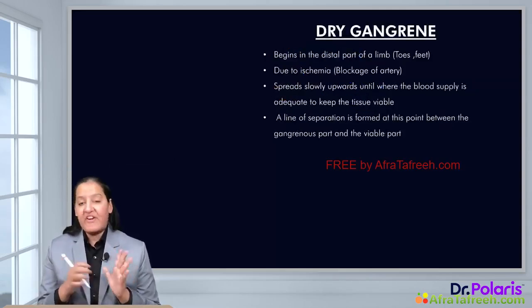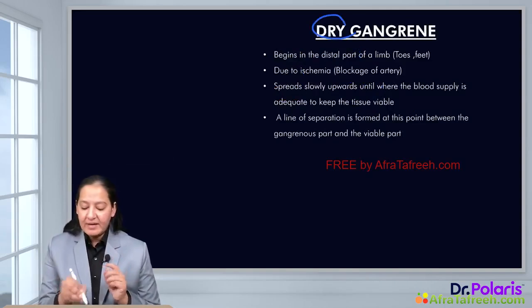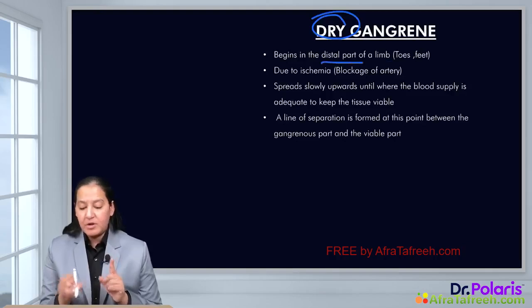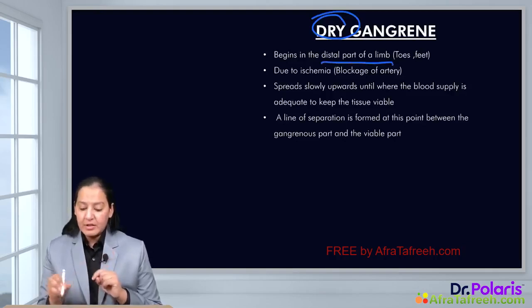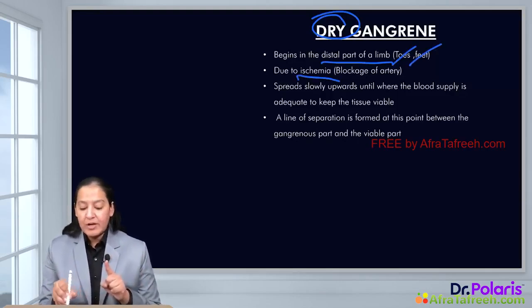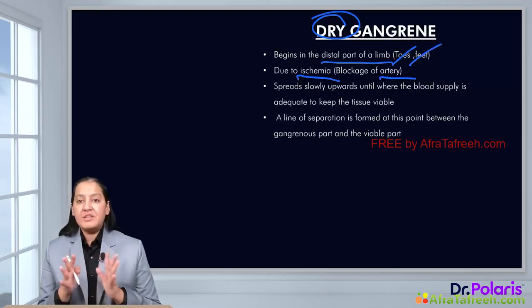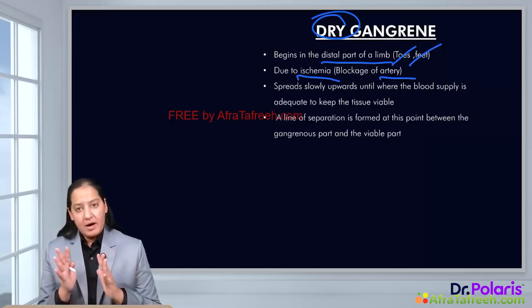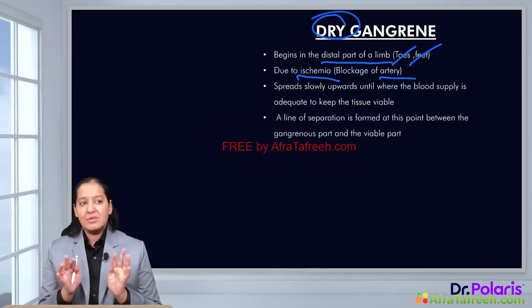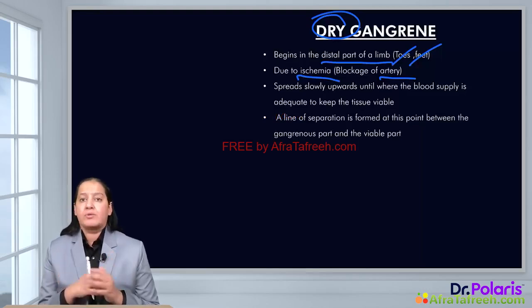Let me start with dry gangrene. In dry gangrene, it usually starts in the distal part of a limb, either in the toes or in the feet. It is due to ischemia, that is, blockage of the artery to that organ. Imagine the foot, the limb, the fingers or the toes: the artery supplying it is obstructed due to trauma, spasm, atherosclerosis, or any other reason.